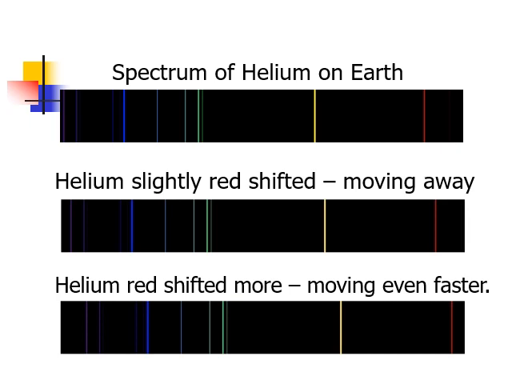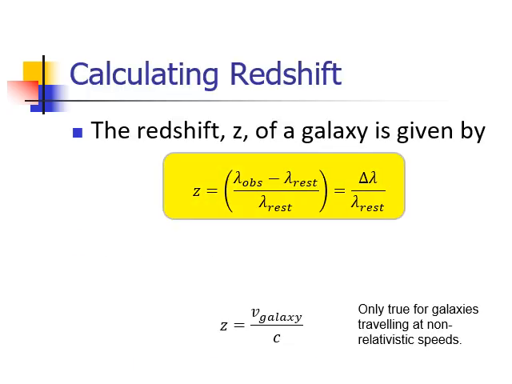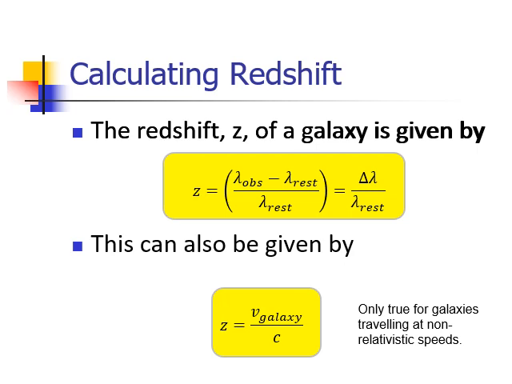Okay, so we've got a galaxy that's redshifted, moving away slightly, which is shifted a little bit, and one that is moving away faster, which is redshifted even more. So it's the shift towards the red end of the spectrum of these spectral lines. We can also have the same relationship there, that the redshift is equal to the speed the galaxy is moving away divided by the speed of light.